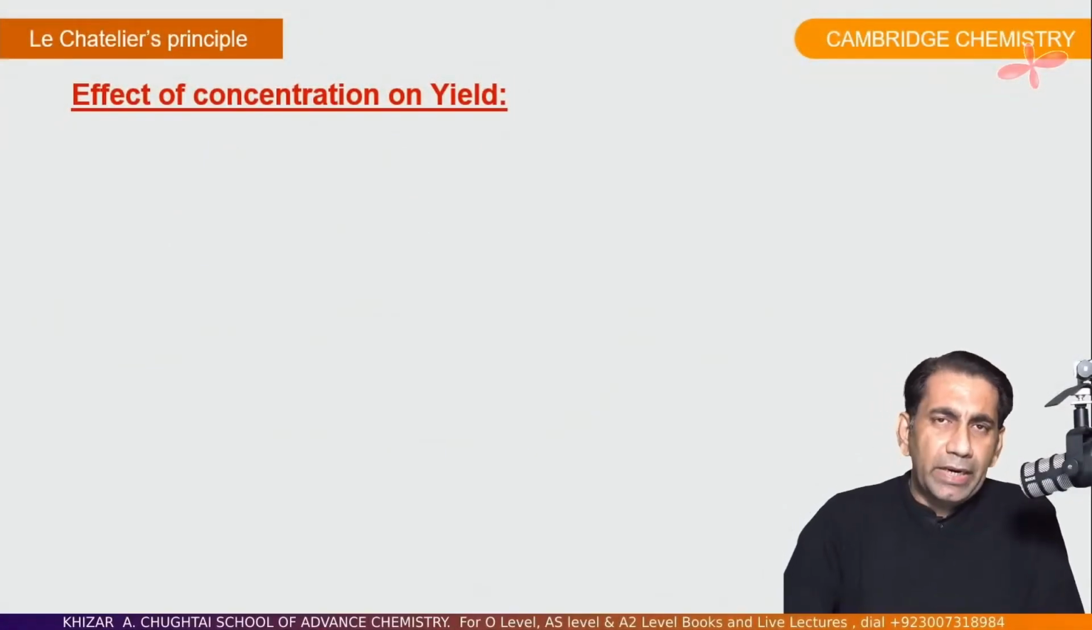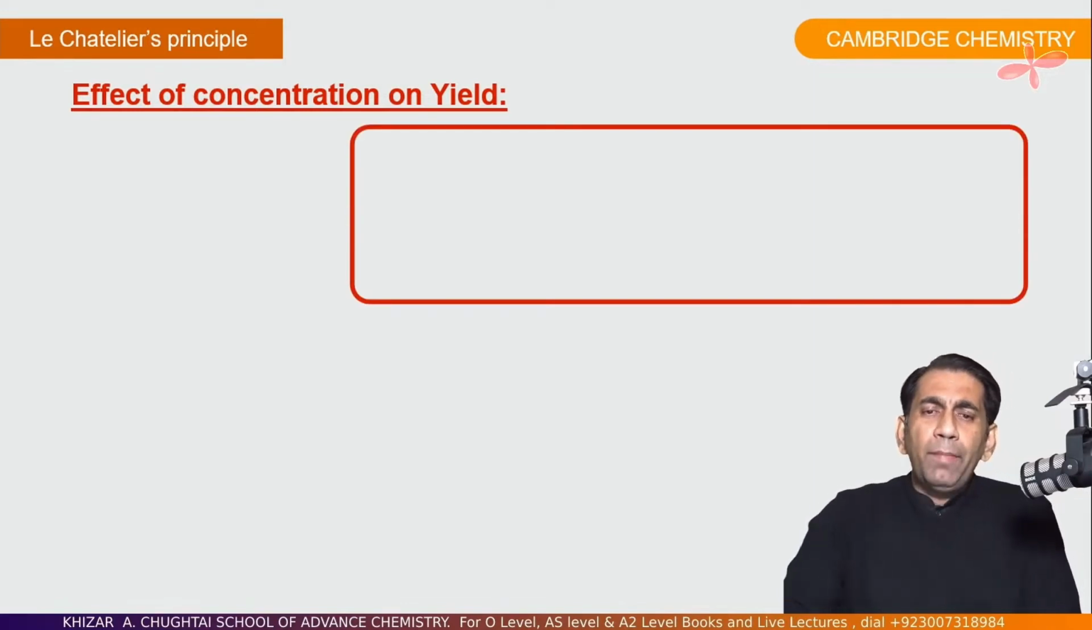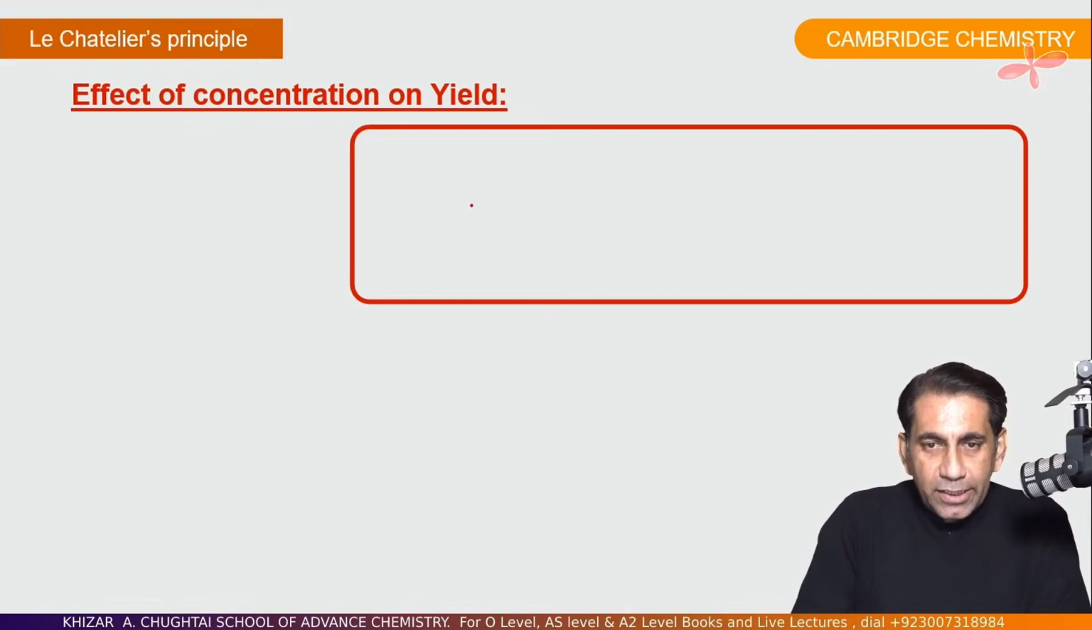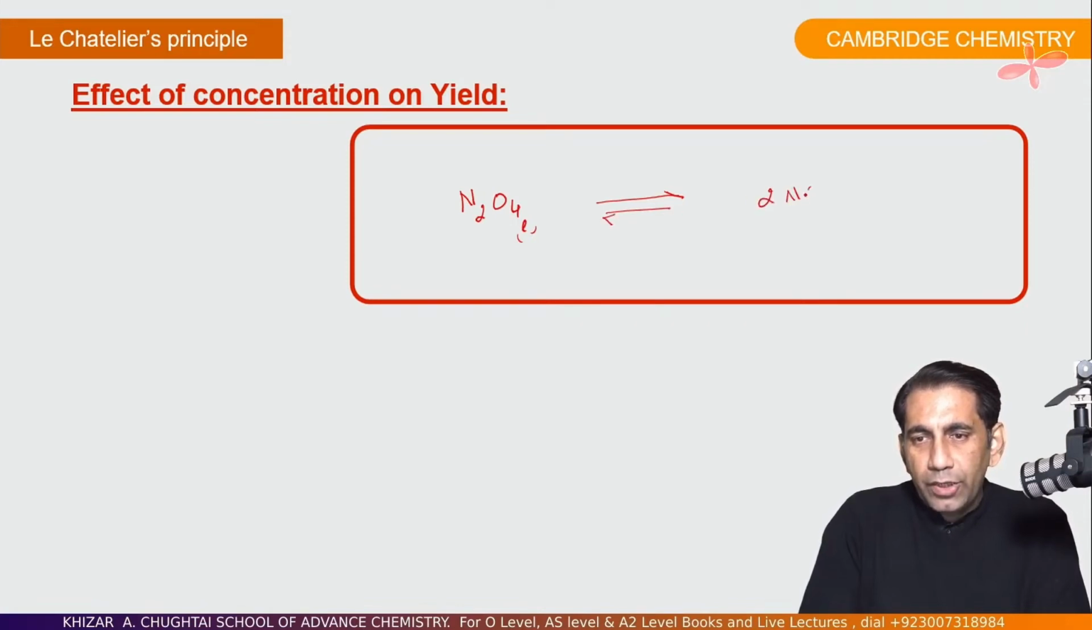Now let's talk about the effect of concentration on the yield of a chemical reaction. Yield means product once again. I'm having a closed container, and in this container, let's suppose there is N2O4, which is a liquid, and it is going to decompose into 2 moles of nitrogen dioxide gas.